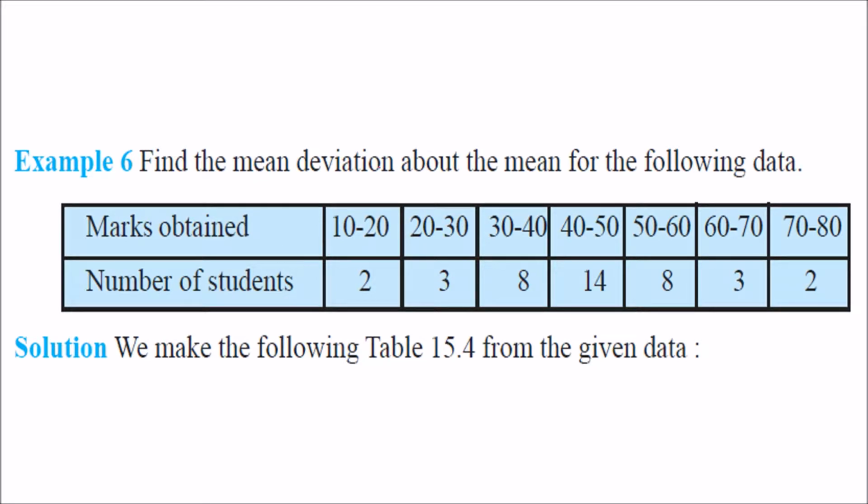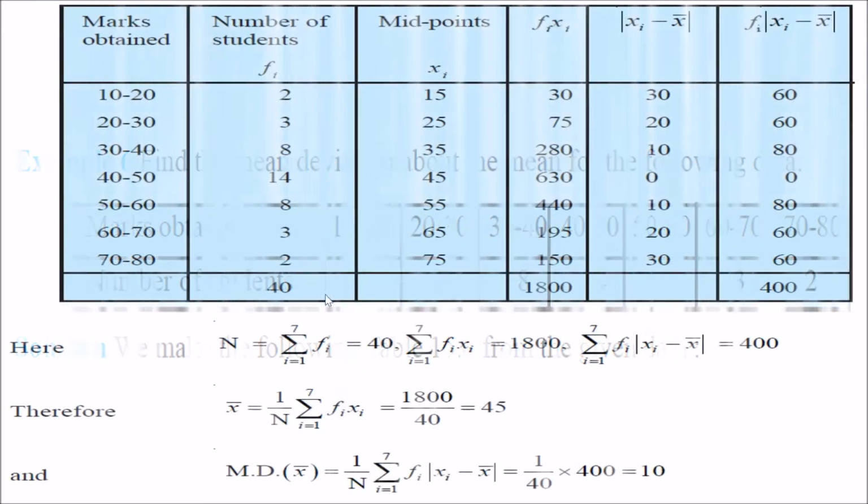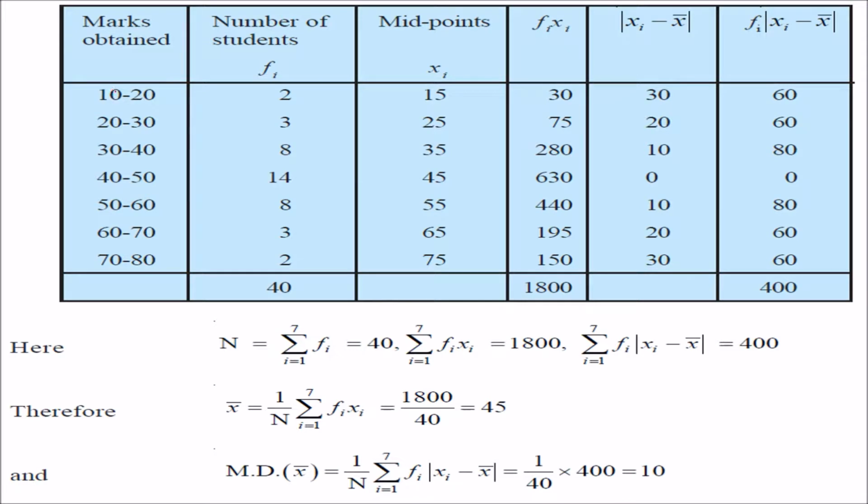It is better to take an example. This is example 6. We have to find the mean deviation from the mean of this data. So the marks obtained is 10 to 20 and 20 to 30, all these, and we'll see how we are going to get this. This is marks obtained. Number of students are given. Midpoint is what? 10 plus 20 by 2, 20 plus 30 by 2, like this. So these are the midpoints.